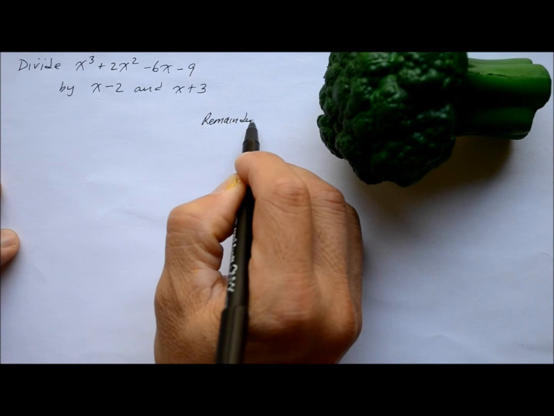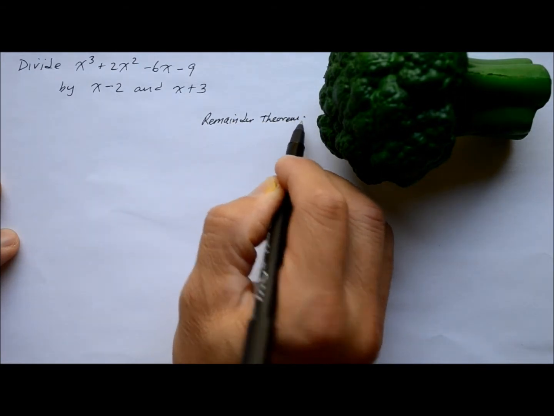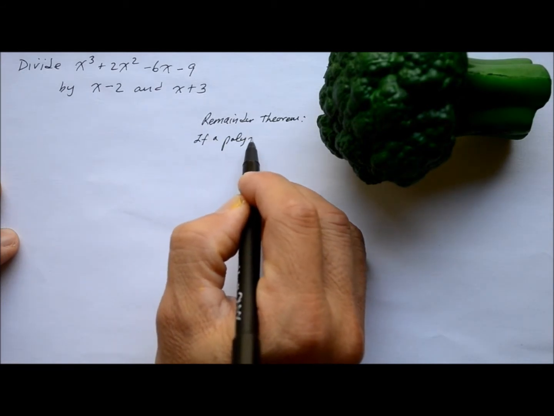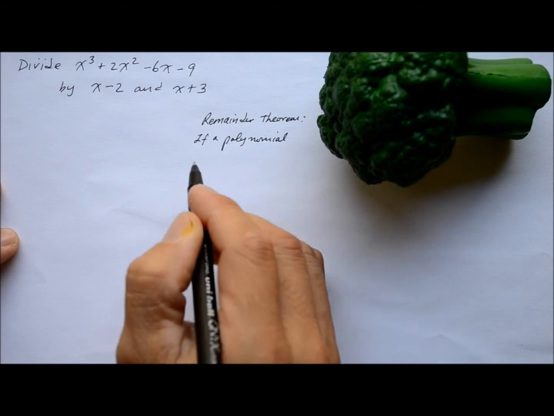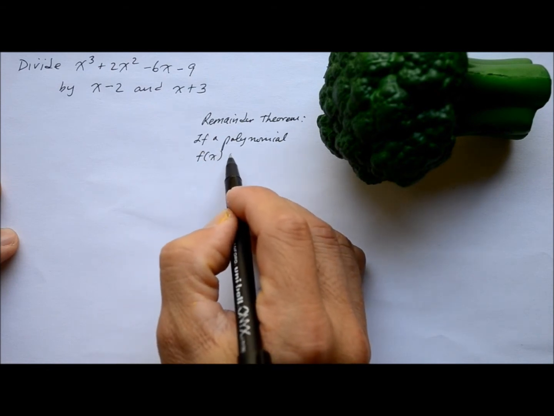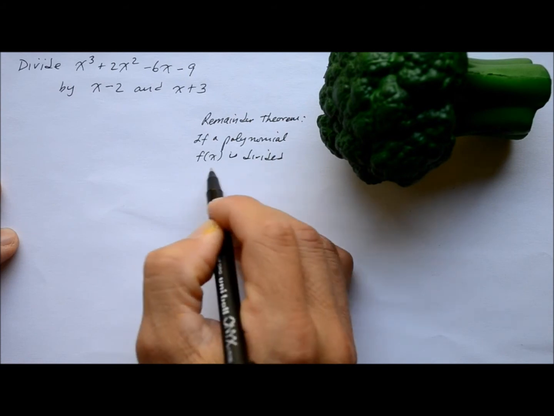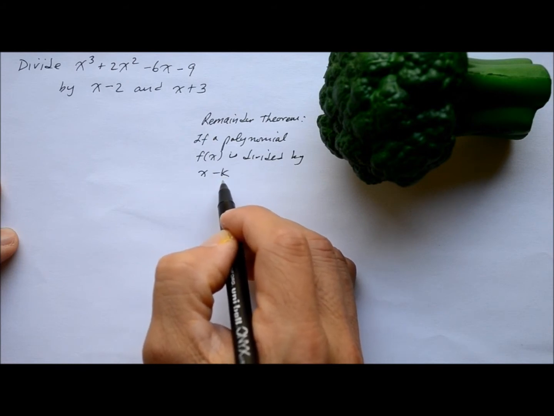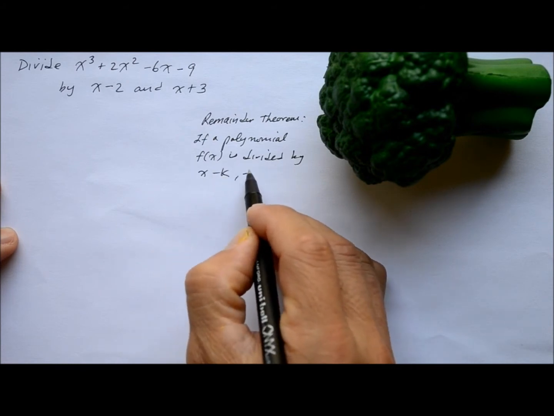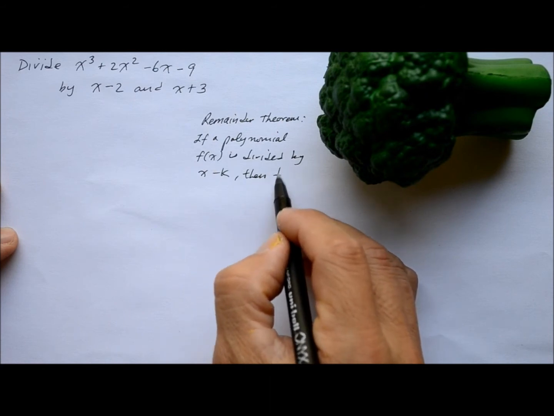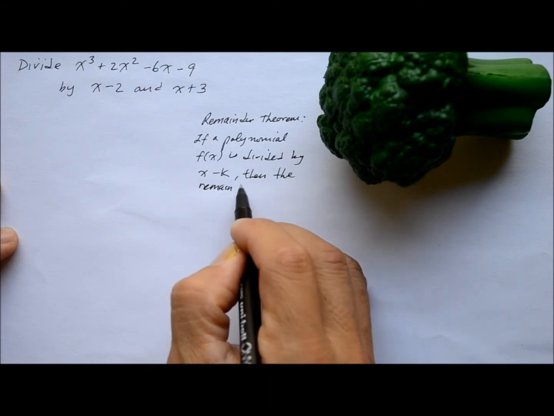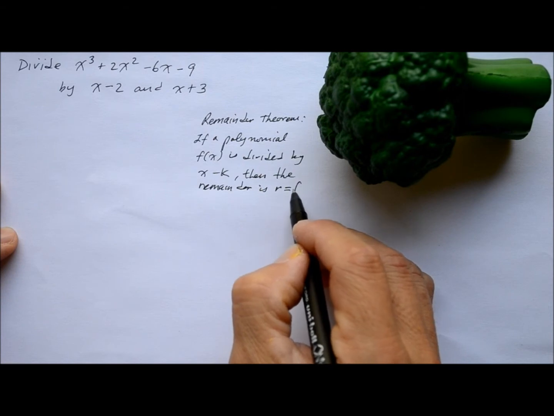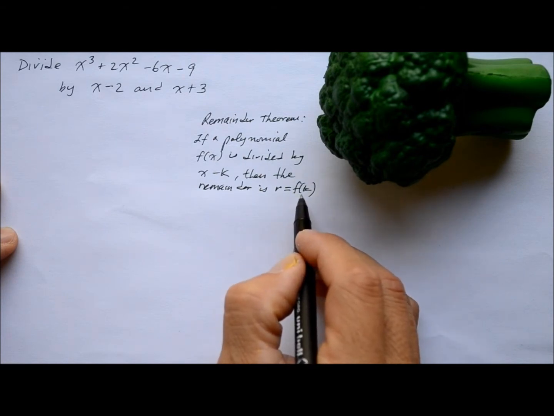Let me explain what that was. If a polynomial that we recognize as f of x is divided by a binomial, let's call it x minus k, where k is the constant of the binomial term, then the remainder is given as f of k. And what that will give you is the actual factor.